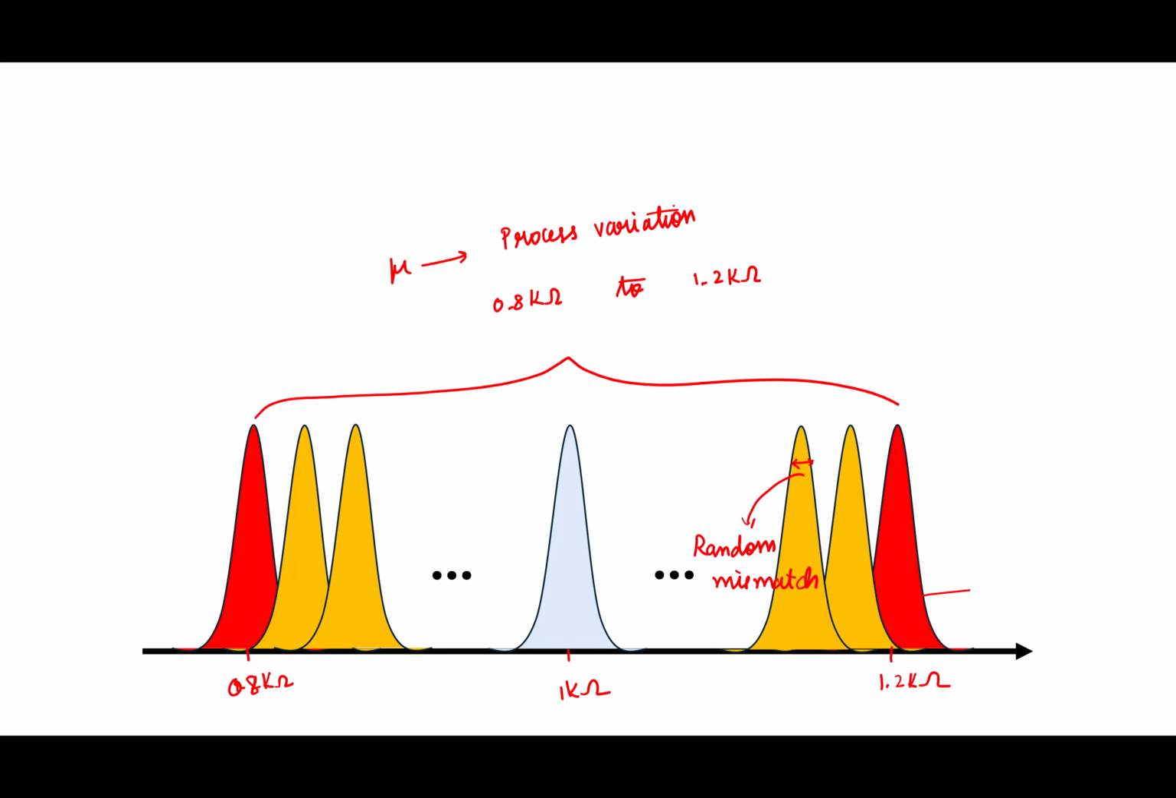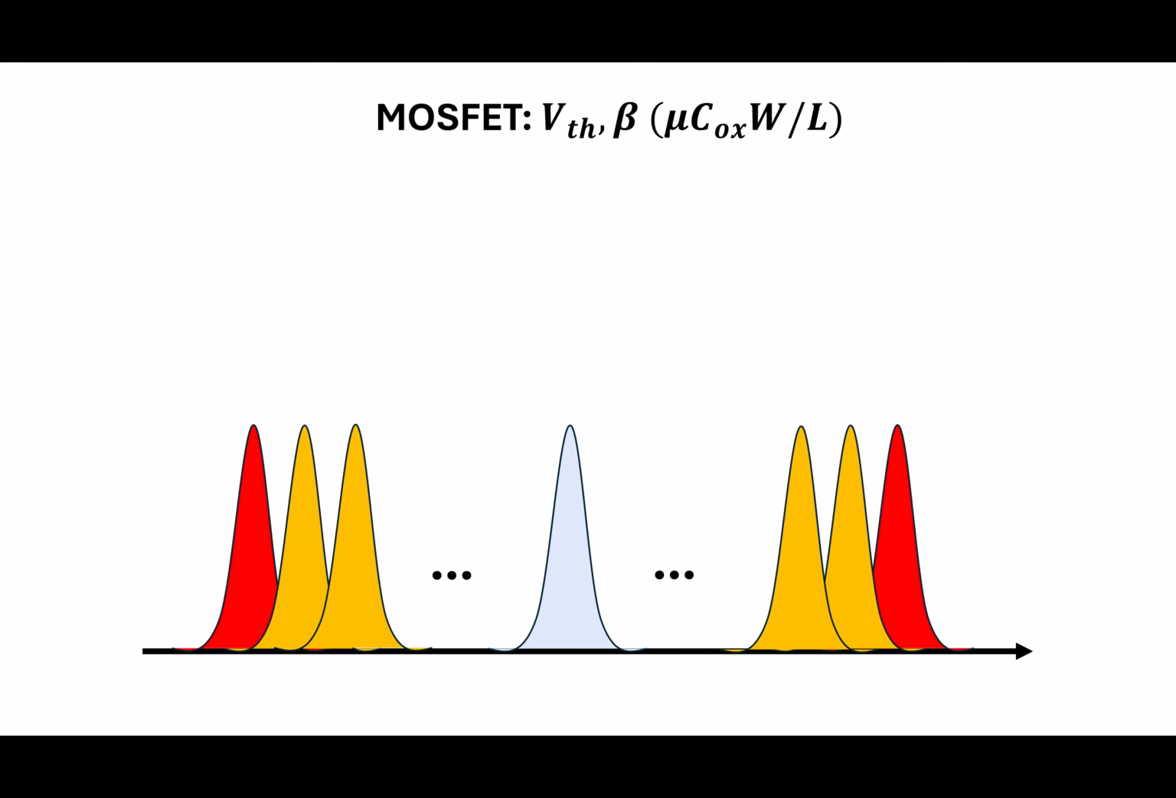Now just like you have this variation for the resistor values, even capacitors will have the same thing. The same is the case for MOSFET also. MOSFET is no exception. But for a MOSFET, the parameters of interest are the threshold voltage and this μCox W by L, which we typically denote as beta.